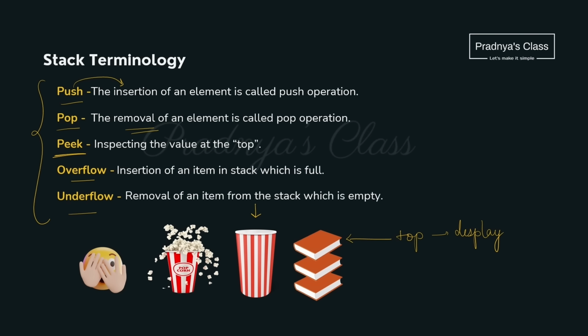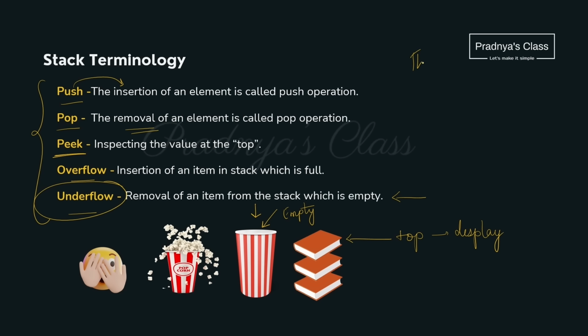While you were concentrating on the movie, your friend ate everything. When you realize and try to take something out of the can, it's already empty. You will not get any popcorn. It means what? It is underflow. The stack is already empty and you are trying to delete something from it. You are trying to pop some items from it. So this is the case of underflow.